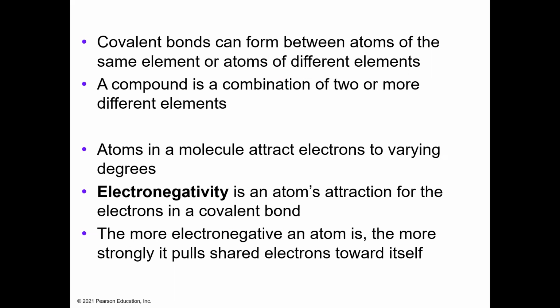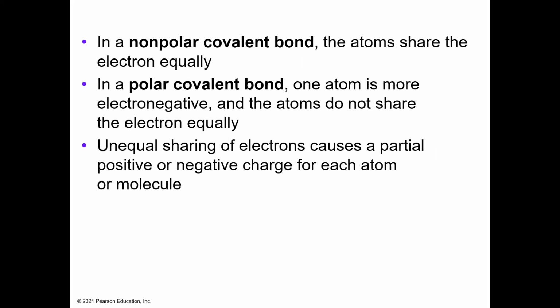Some atoms are more electronegative than other atoms, and this really depends upon the number of valence electrons that an atom has. So for example, if you're fluorine, you're missing only one electron. So you'll have a higher electronegativity. You're more likely to bond with something instead of being separated. Now, covalent bonds can form in two different ways.